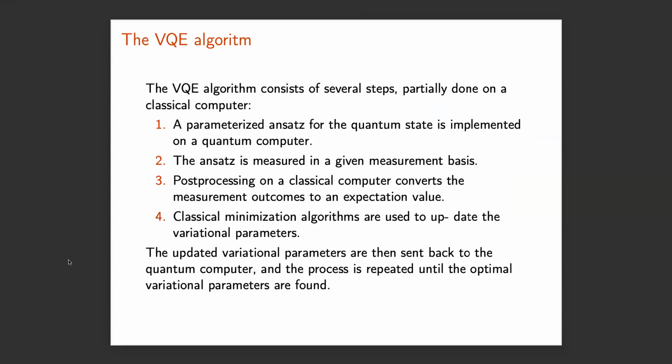So what you would have then is an ansatz for the quantum state, which you would implement on a quantum computer in terms of these operations with Pauli matrices. Then the ansatz is measured in a given measurement basis. Then you do a post-processing on a classical computer, which converts the measurements to an expectation value. And then with this, you do a classical minimization, which is used to update the parameters. And then you continue like this.